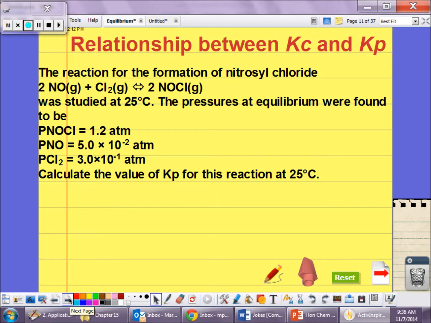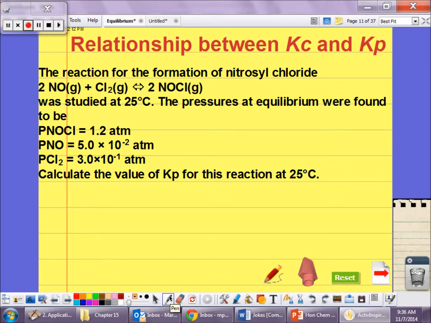Alright, let me see. Now, why don't we pull out your calculator, please? Help me, I need to get to a good final point. Relationship between Kc and Kp. The reaction for the formation of nitrosyl chloride, and they give you the balanced equation here. They were nice to give it to you. Was studied at 25 degrees Celsius. The pressures at equilibrium were found to be, and they give you the pressure for each one of them.